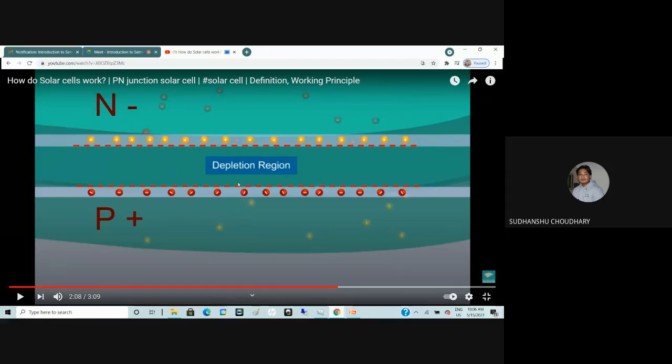So which is full of ions only. So this region, which is also shown over here, also contains these positive and negative ions. So this is not free, right? So this entire region is called depletion region.